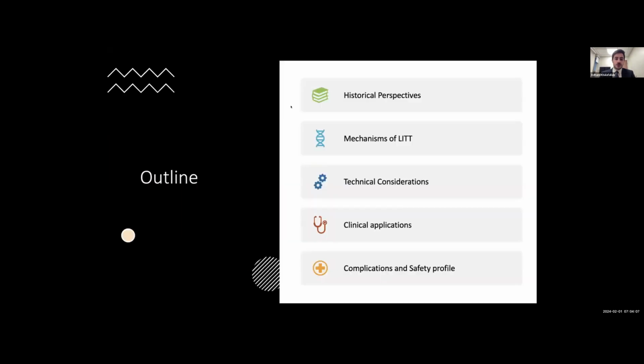So my outline for the talk today: I'm going to give some historical perspectives on LITT and lasers in neurosurgery, mechanisms of LITT, technical considerations, clinical applications, and the complications and safety profile of LITT.